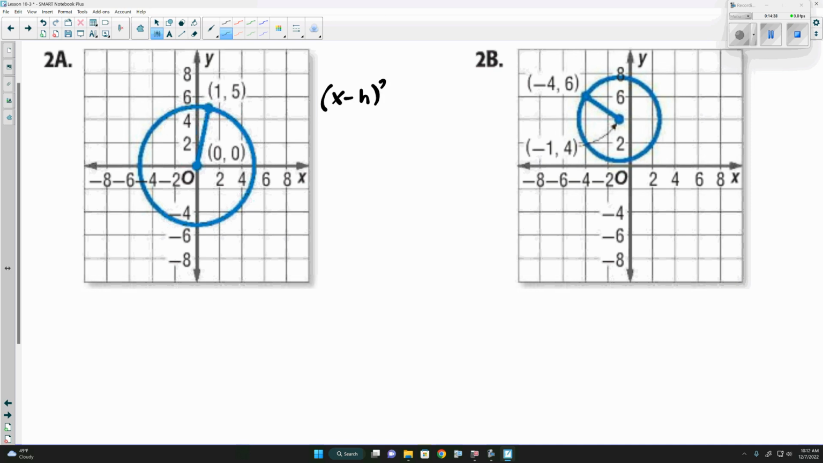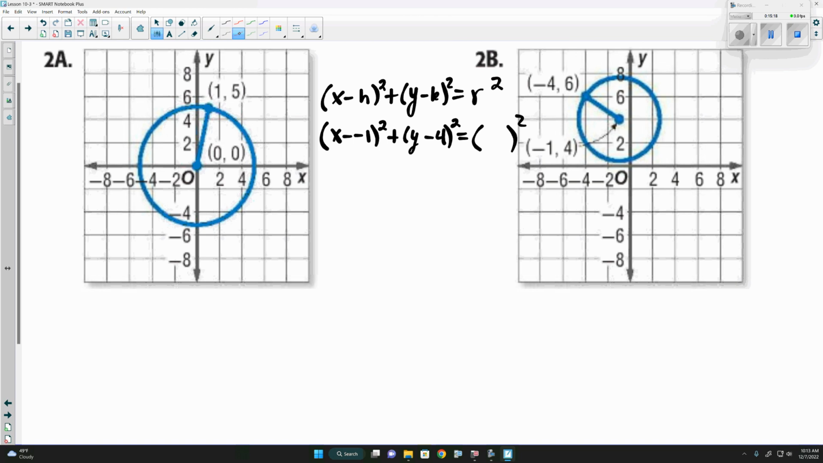x minus h squared plus y minus k squared is equal to the radius squared. Now this time the center is not at 0, 0. It's at negative 1, 4. So we have x minus negative 1 squared plus y minus 4 squared is equal to our radius amount squared. Any questions on getting it this far?